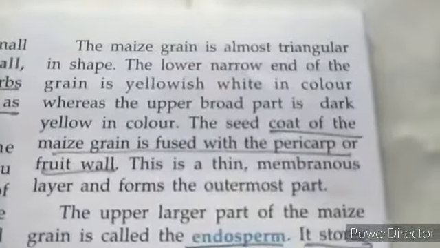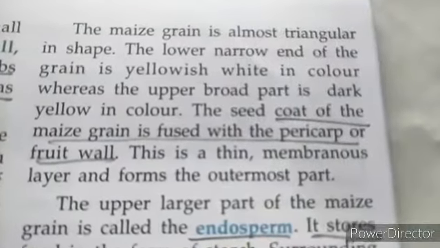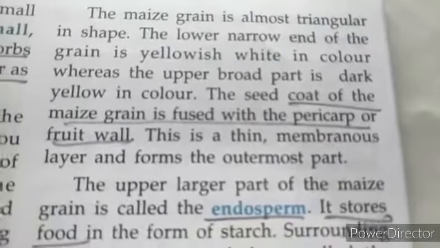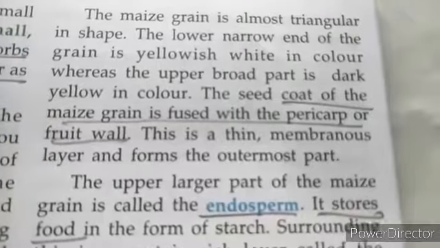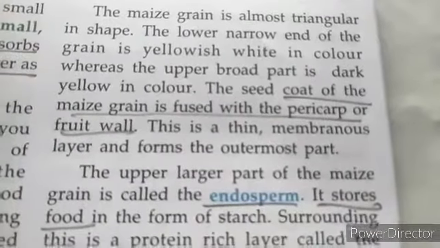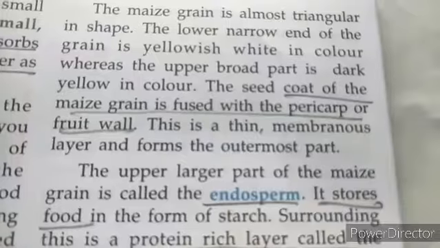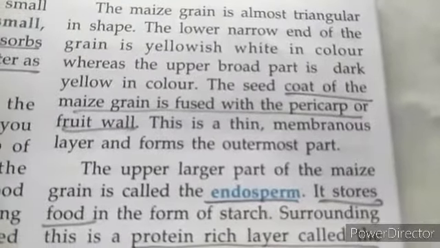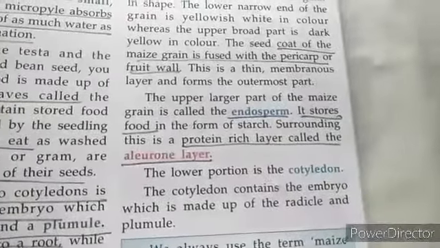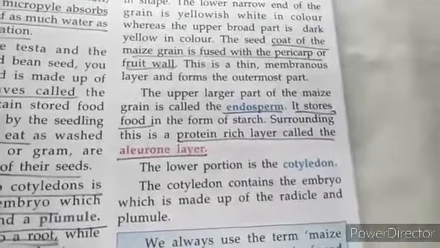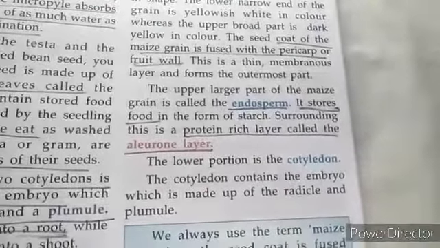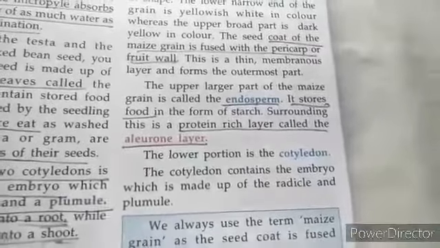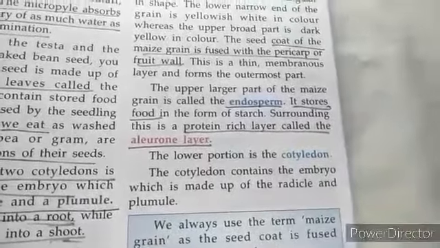The maize grain is almost triangular in shape. The lower end of the grain is yellowish white in color, whereas the upper broad part is dark yellow in color. The seed coat of the maize grain is fused with the pericarp or the fruit wall. This is a thin membranous layer and forms the outermost part. The upper larger part of the maize grain is called the endosperm, and we know by now that the endosperm stores food in the form of starch and surrounds this protein-rich layer called the aleurone layer.